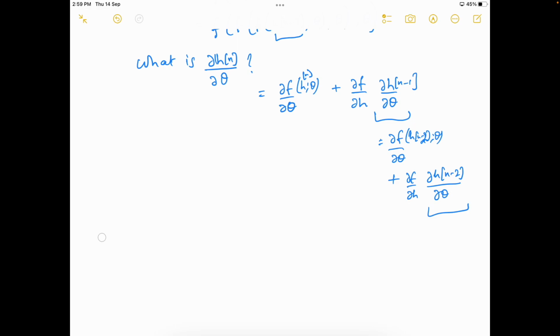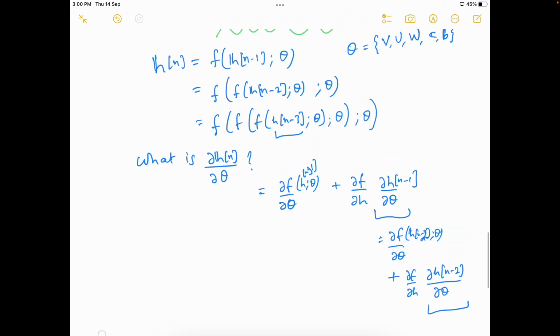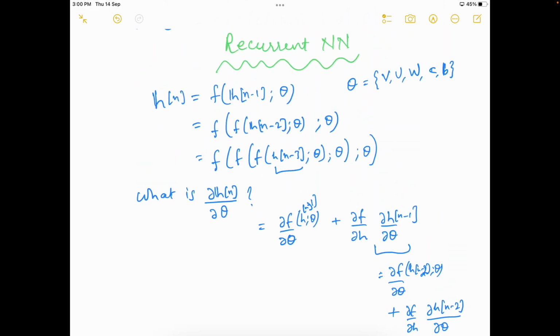This one is dou h upon dou theta. Now I wrote h as f of h comma theta. I just wrote h as f. No, f is different. F is this. h is f of h n minus 1 comma theta.